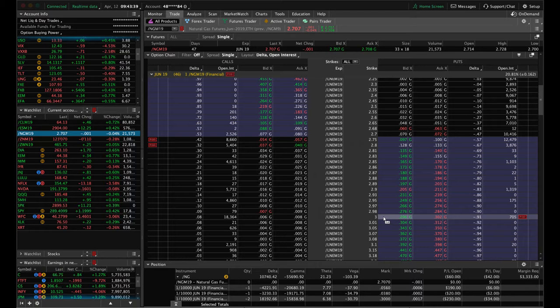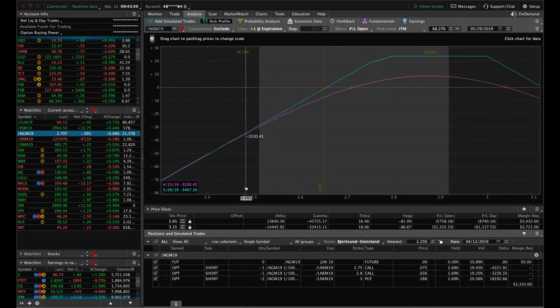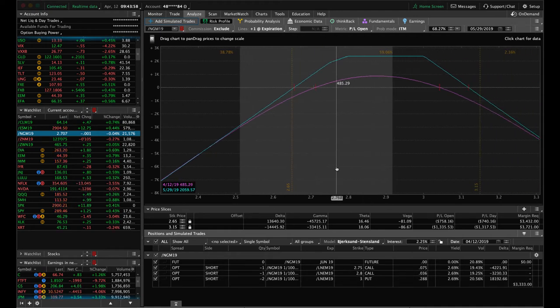So what does that do? Does it mean we can't continue to manage each of these pieces of the trade separately? No, you absolutely can. But when you look at the analyze tab, for example, you can see we've got 2 options on that short 3 put. And so you've got to look at both of these together. Now, these are very similar positions.